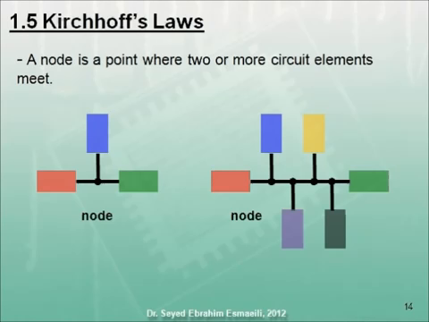Now we will talk about the most important section of this lecture, which is Kirchhoff's current and voltage laws. However, before explaining Kirchhoff's current law, we need to understand the meaning of the node. A node is a point where two or more circuit elements connect. The figure on the left presents a node connecting three circuit elements. The figure on the right presents a node where 6 elements meet.